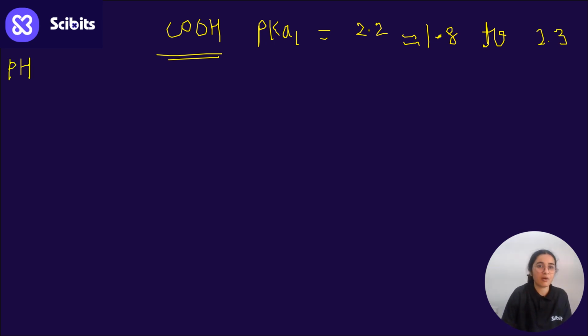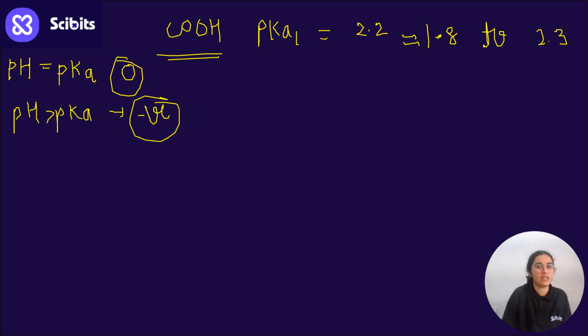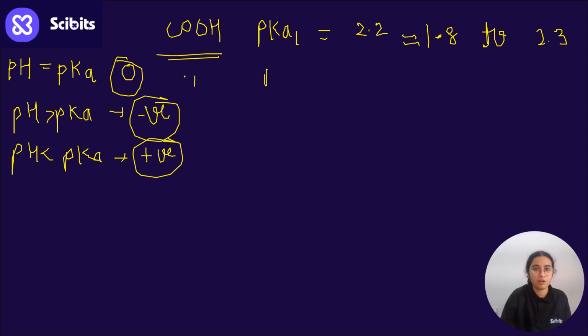If the pH of the surrounding environment is equal to pKa, there will be zero charge on the amino acid. But if the pH is greater than pKa, then the amino acid will possess negative charge. And if the pH is less than pKa, the amino acid will possess positive charge. So for the amino group, the pKa value is 9.8. You can also approximate it to 9.5 to 10.5.